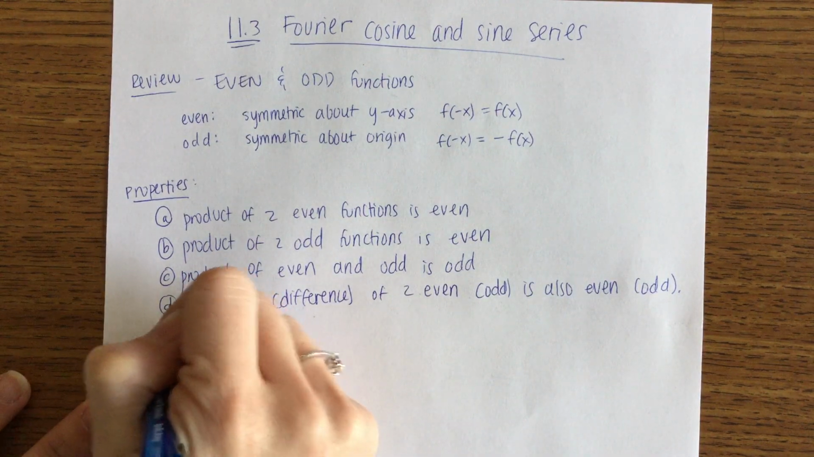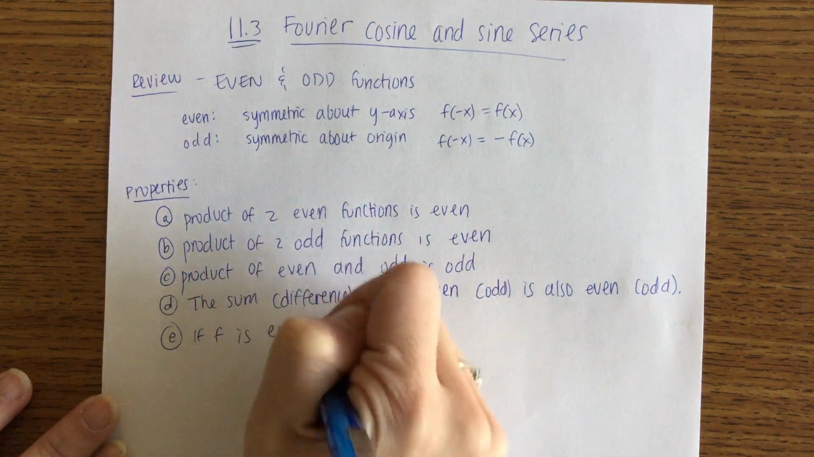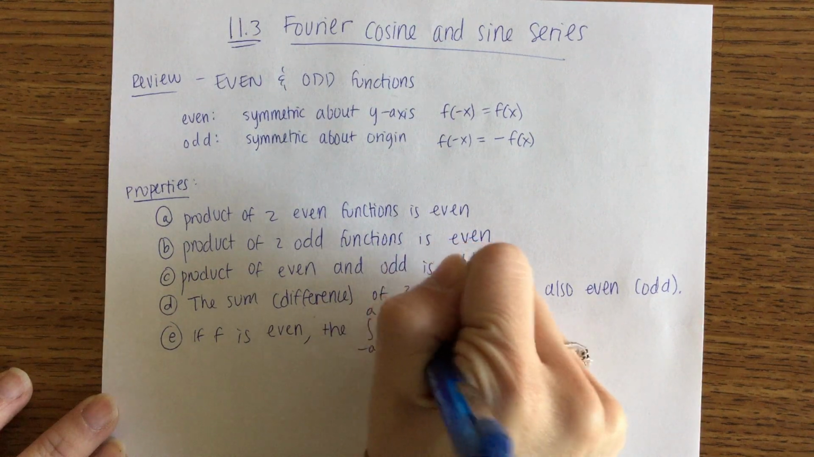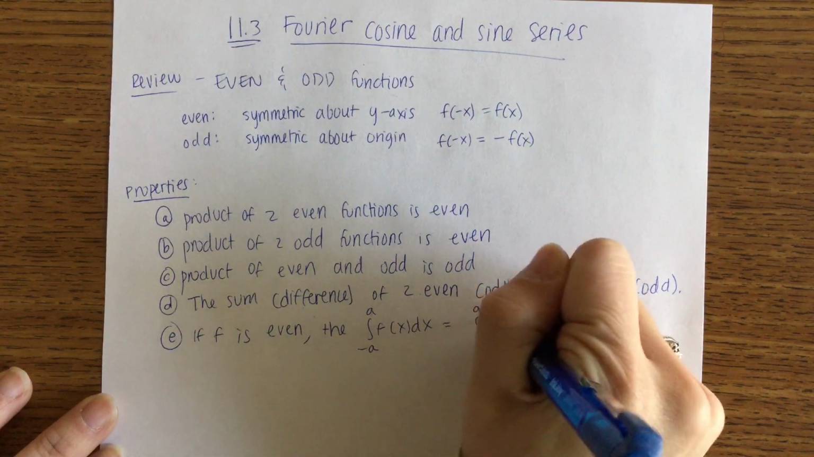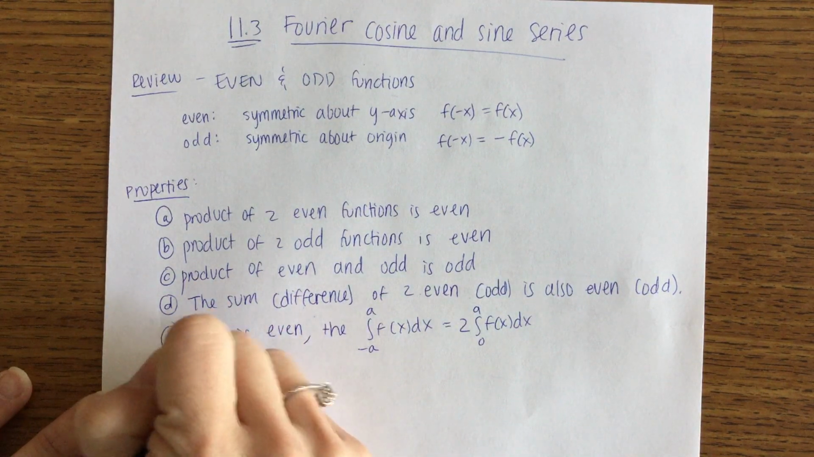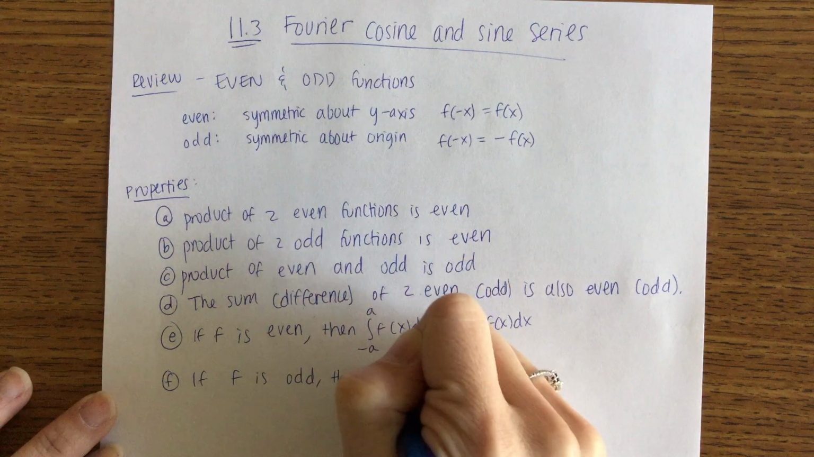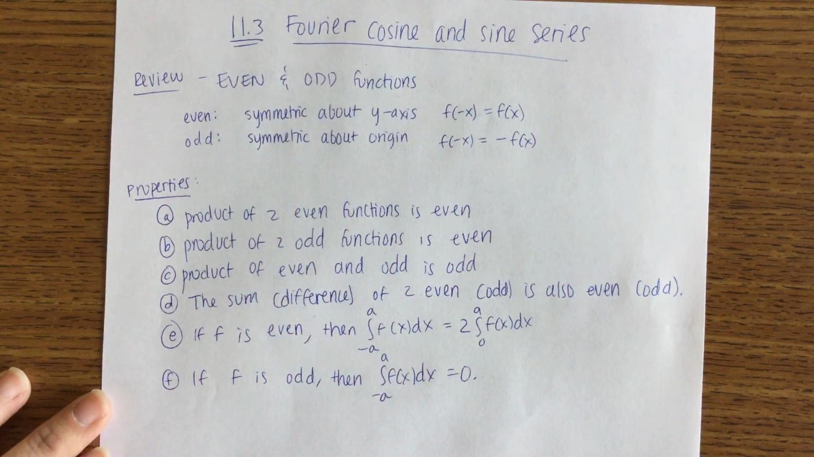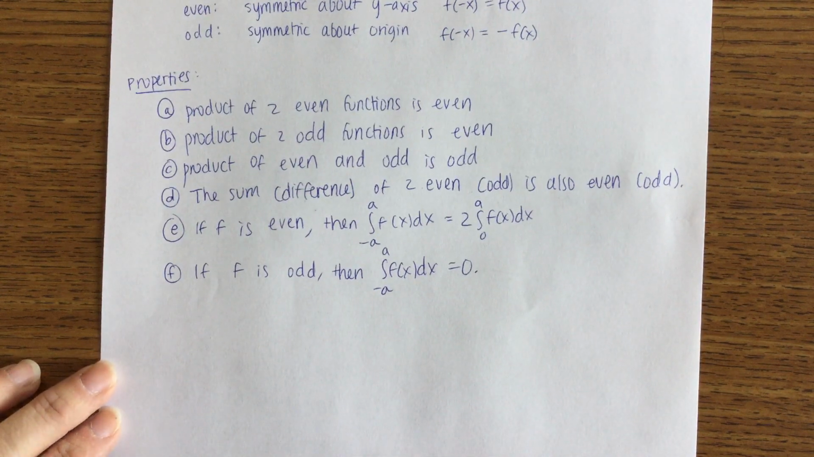Okay. Here are the two that are going to be the most helpful to us today. If we have a function that is even, and we are taking the integral from negative a to a of f of x dx, that is the same as taking the integral from 0 to a of f of x dx and multiplying by 2. If f is odd, then the integral from negative a to a of f of x dx is going to be 0. So that's stuff that you should already know.